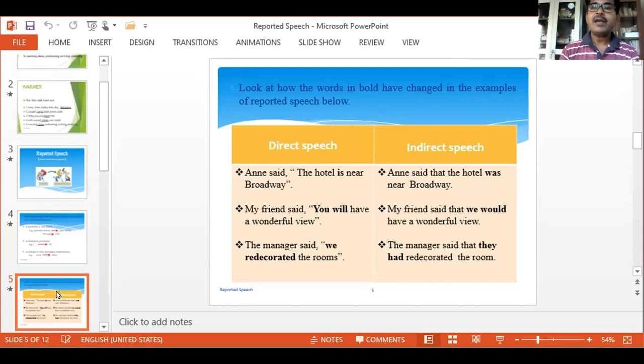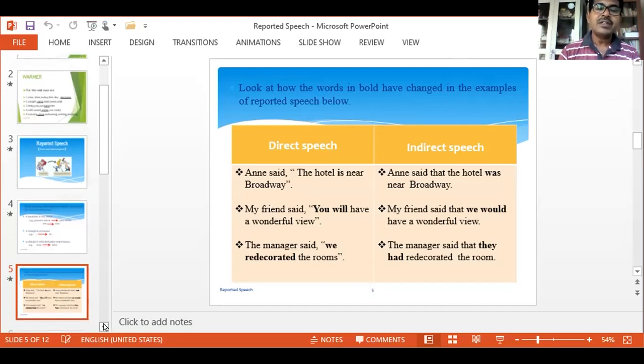So I hope now it's clear to you how, when you change a direct statement into indirect, basically what changes actually happen in the indirect statement. So let me take you to the next slide, students.